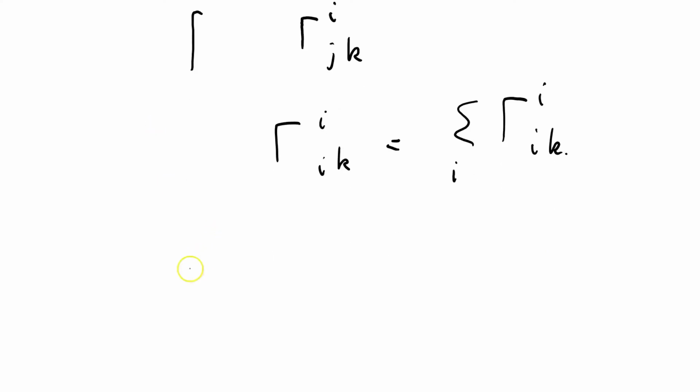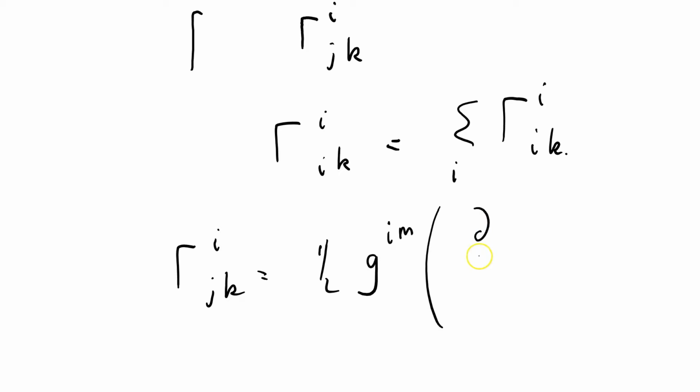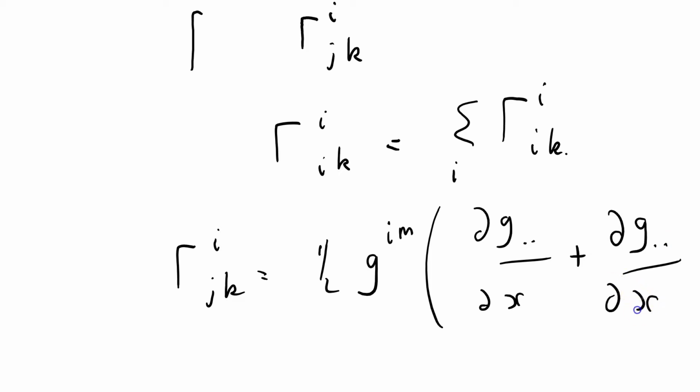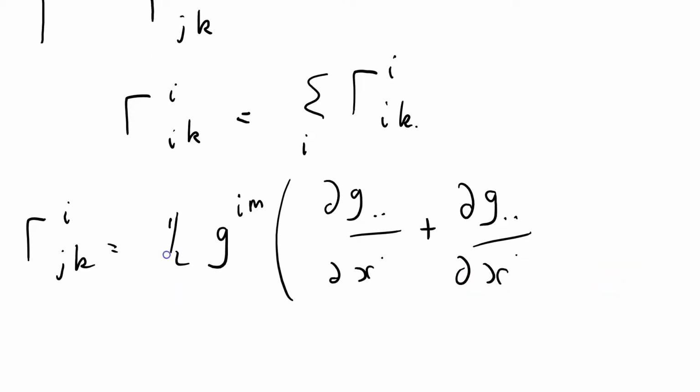Well, let's write out the definition of the thing and then we'll see what happens. Γ^i_jk equals a half g^im. That index i is this index i here. It's contracted on m, and then we've got the differentials: ∂g/∂x^i something plus ∂g/∂x^i something minus ∂g/∂x^i something. I'll fill the somethings in a minute.